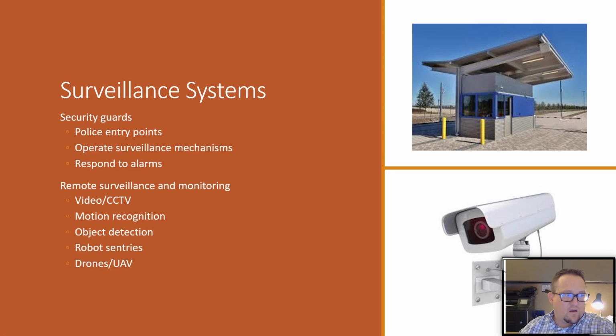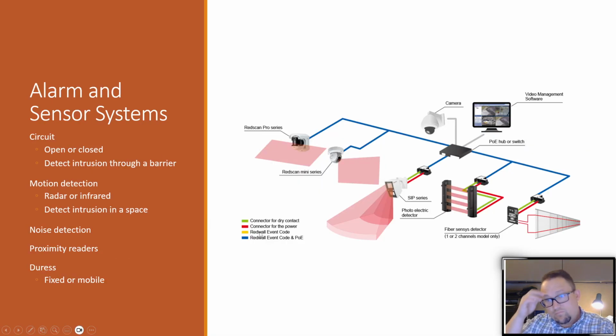Now, the big thing here is there's a ton of types of cameras, right? You've got fixed cameras, pan and tilt cameras, dome cameras. There's a lot of different types of cameras and a lot of different surveillance that we need to know. Surveillance also could be security guards, so think of anything that is actively monitoring something as possibly being a surveillance system.